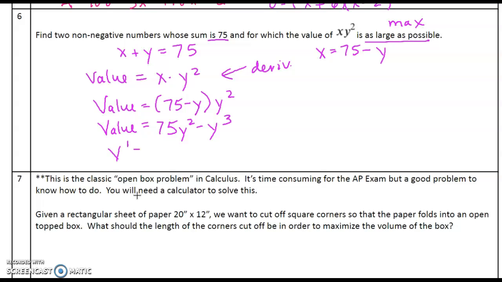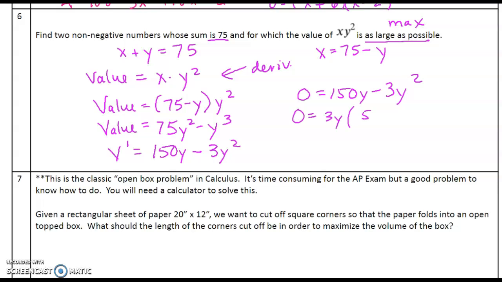So V prime, and y is our variable. So multiply. 150y minus 3y squared. And because we want to maximize, we set it equal to 0. And then we want to do some factoring. Never divide by y. That does get rid of one of your possible solutions. And endpoints do count. So always do factoring. So we can factor out a 3y. So 50 minus y, and then set them equal to 0.